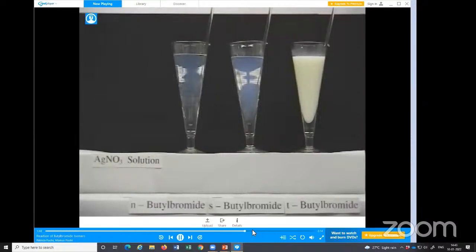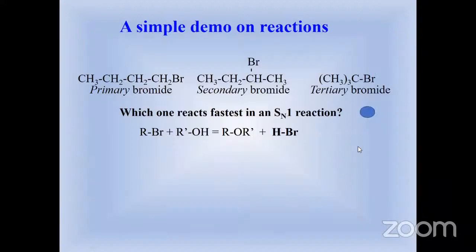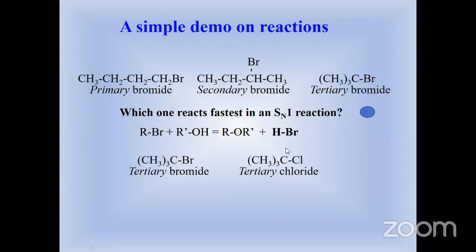And again, I will move this along. I will do a bit of fast forward, and you can see that even the secondary halide has started to react, but at a much slower rate. The primary does react, but even slower than the secondary one. So this is a simple experiment that very clearly shows the relative rates of reaction of the 3 isomeric halides.